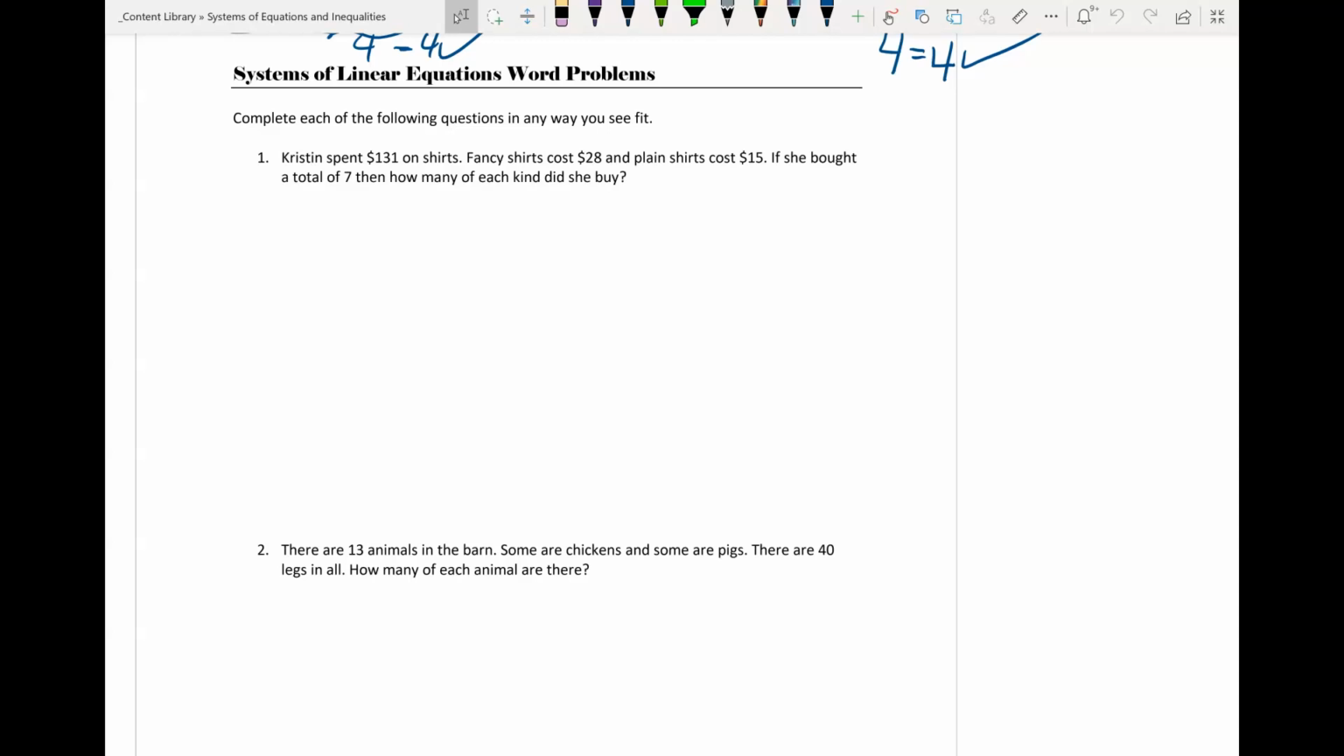We are going to write this in terms of a mathematical statement. Your first step is to define the variable. So we know we're talking about shirts, and there are 2 types. There are the fancy ones and the plain ones. So let's say X is the number of fancy shirts, which means that Y can be the number of plain shirts.